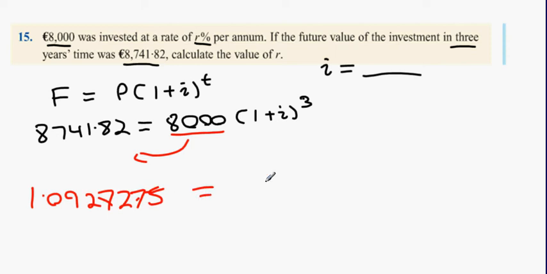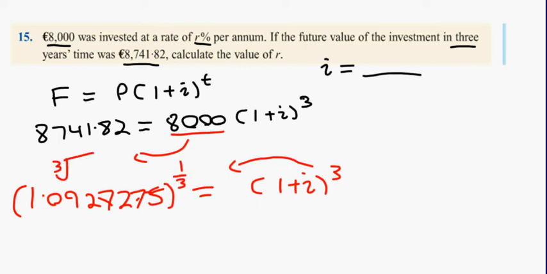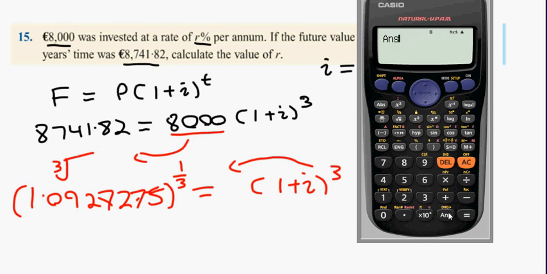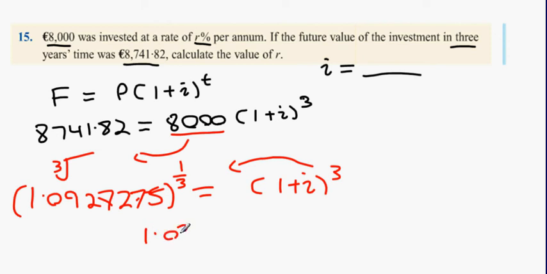Now this equals a number that's multiplied by itself 3 times. We need to find out what this number is. So when you bring 3 over to the other side, it's going to be this number to the power of a third, or the cube root. So we find our answer to the power of a third, and what we find out is that this is 1.03. So 1.03 equals 1 plus I. I therefore has to equal 0.03. Okay, so that's number 15.